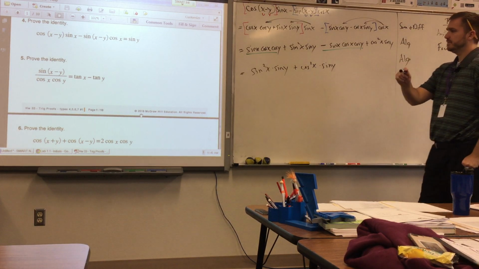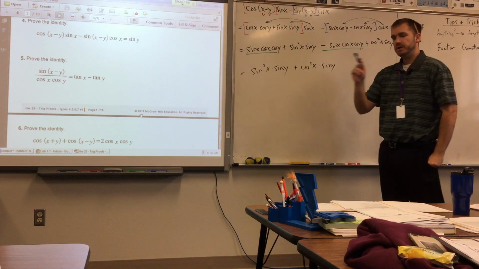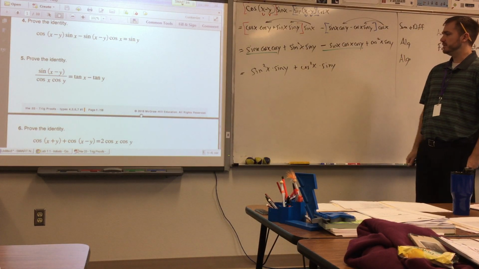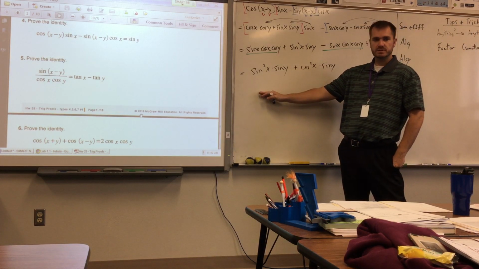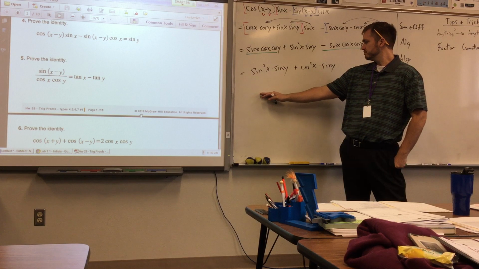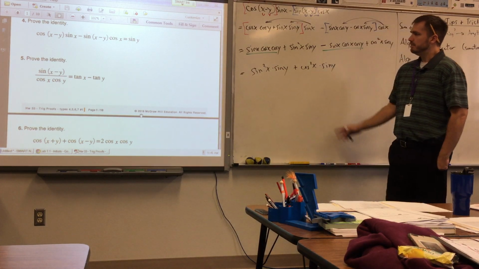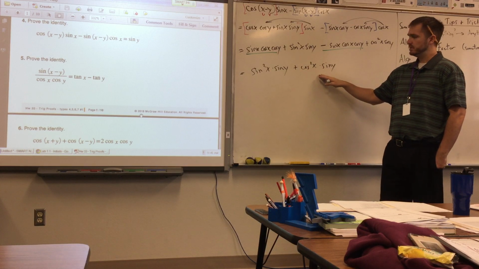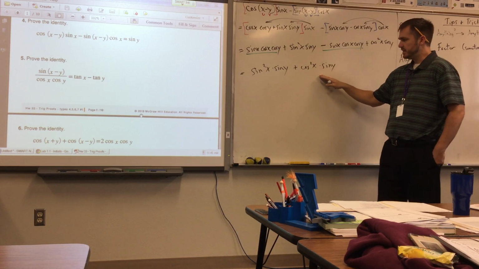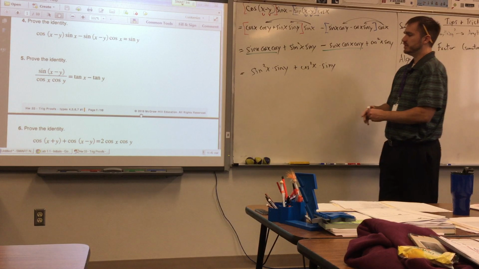We could, but we're not going to. Not quite yet. You're suggesting maybe turn this into a 1 minus cosine squared? That is a possibility, but there's something I'm noticing that's similar about both of these. Combine them or add them. They both have a sine in them, that's right. So we're going to factor out the sine.